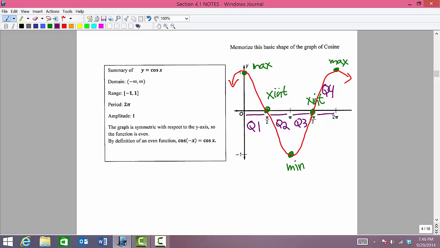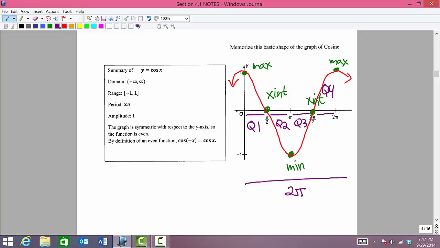The domain, since our graph goes forever in both directions, we have a domain of all real numbers, all the way from left to right, so all x values get used. The range, our y values, go from minus 1 all the way to positive 1. The period is 2 pi. Remember that it takes 2 pi units for me to complete one cycle of cosine.